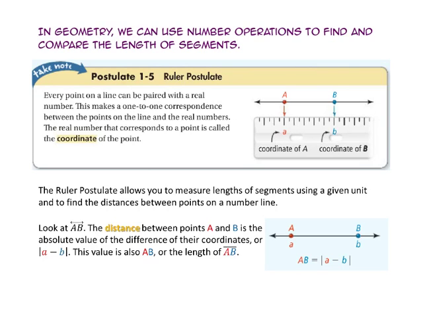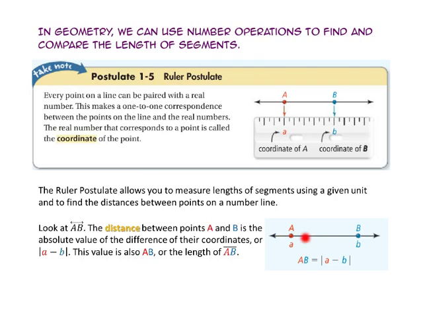This makes a one-to-one correspondence between the points on a line and real numbers. The real numbers are called the coordinates. The ruler postulate allows you to measure the lengths of segments using a given unit and to find the distance between the points on a number line.